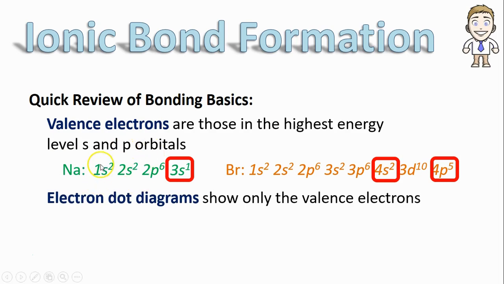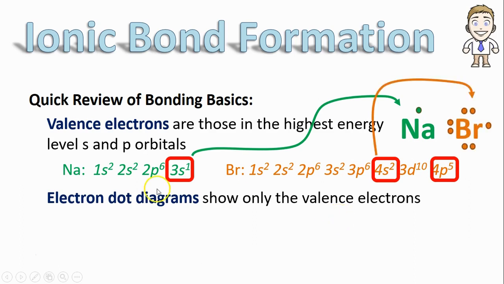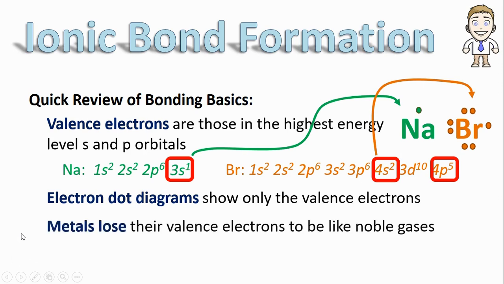If we don't care about the 1s2, 2s2, 2p6 for sodium, couldn't we only show its one valence electron? So you'd put one dot around the Na symbol, and for bromine's 2 plus 5, 7 valence, you would do 7 dots. And last but definitely not least is what these atoms do with their valence electrons.